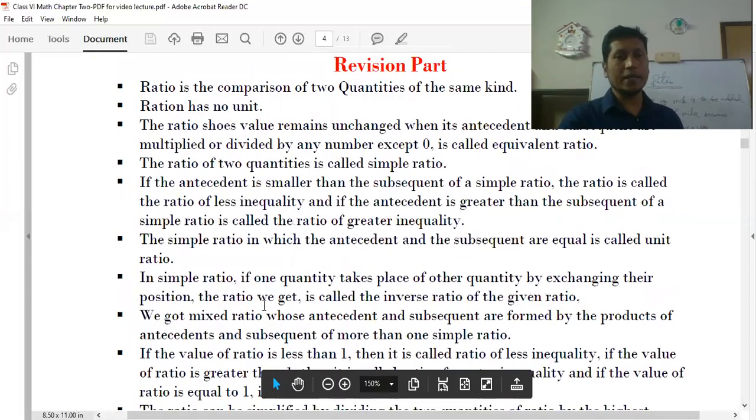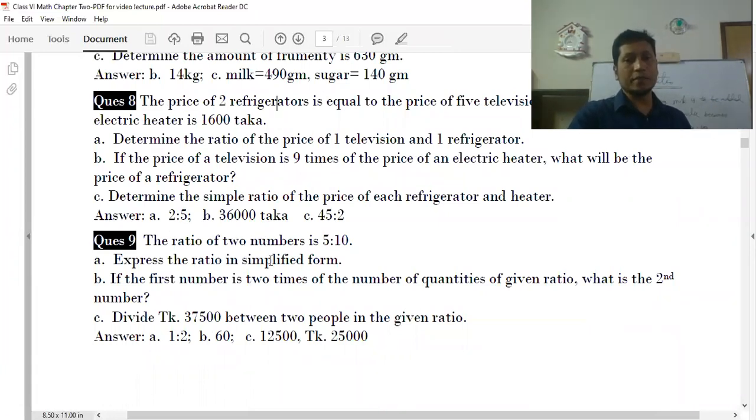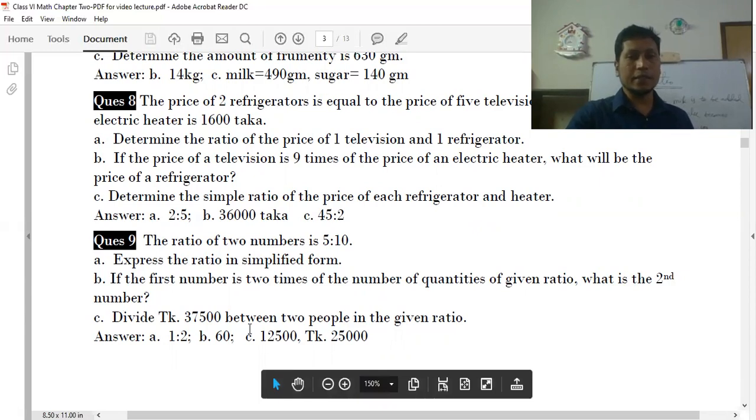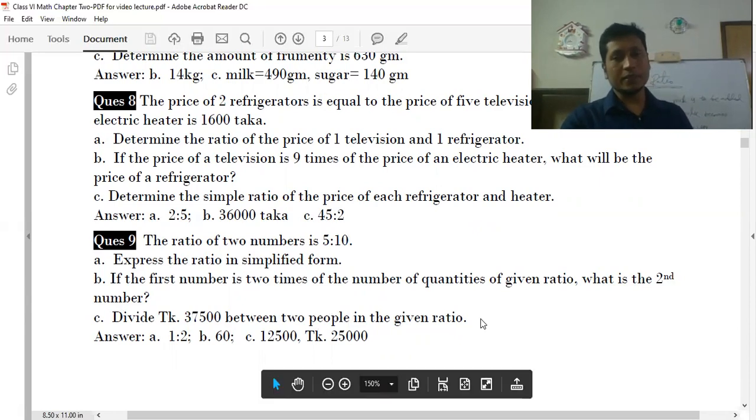Okay. And question number 9 is also like what we did previously. The ratio of two numbers is 5:10. The simplified ratio is 1:2. It will be the answer of number 1. If the first number is 2 times the quantity in the given ratio, what is the second number? Also very easy. Divide 37,500 between two people in the given ratio. That is, the ratio is 5:10. The ratio is given, and the total money is given as 37,500 taka. So we can easily separate it in the corresponding ratio. Such kind of maths was already done in today's class and the previous class. I think you can solve such kind of maths.